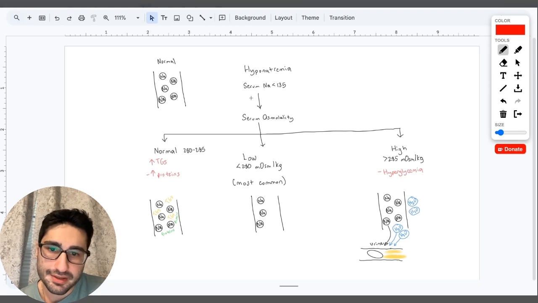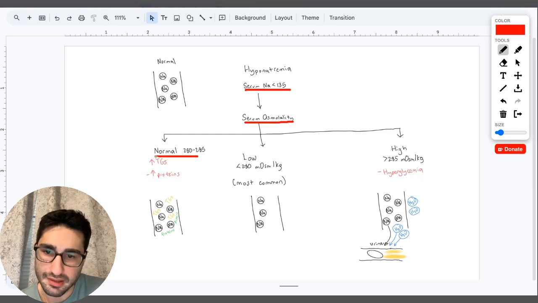If we have a patient that has a low serum sodium, less than 135, to determine the cause of the low serum sodium, we're going to next check the serum osmolality. If the patient has a normal serum osmolality, then the cause of their low serum sodium is going to be due to either high levels of triglycerides or high levels of proteins in the serum. We also call this pseudohyponatremia or fake hyponatremia.